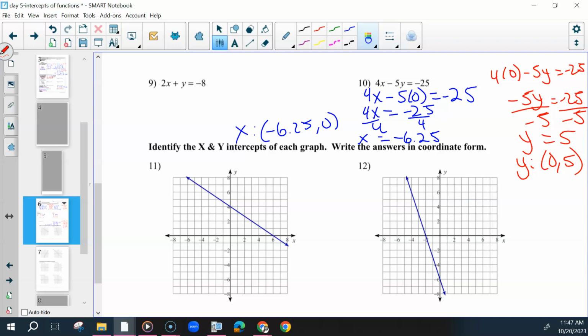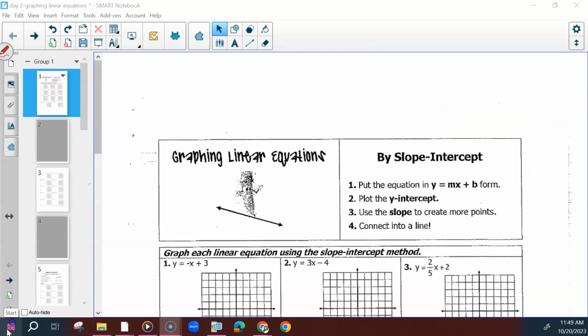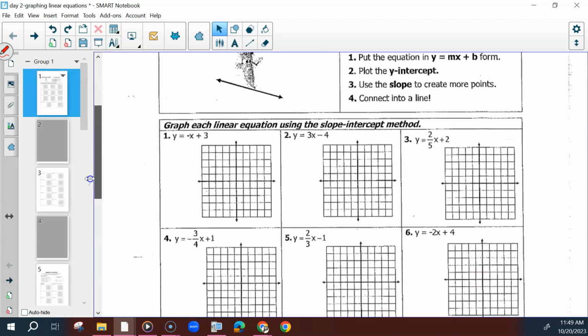Okay. Other intercept questions before we move on to graphing. We're not going to do a bunch of graphing, just a little bit. Graphing lines. These are the rules we have to follow. We have to put the equation in y equals mx plus b format if it's not already. Plot the y-intercept. Use the slope to create more points. Connect them into the line.